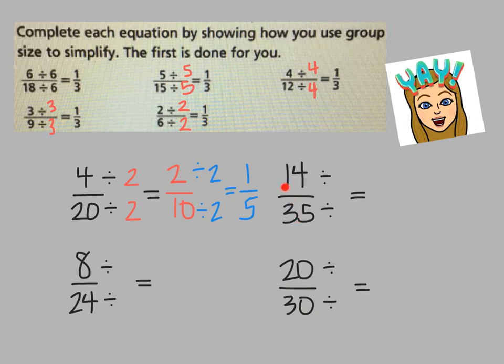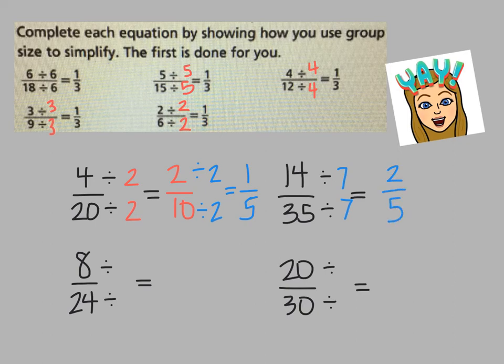Right away I want to automatically think trying to divide by 2 because 14 is an even number, but that doesn't work evenly for 35. So what's another factor of 14 that could work? What about 7? But does 35 divided by 7 work evenly? It does. 7 times 5 is 35. So I actually can use a larger factor, 7. So 14 divided by 7 is 2, and 35 divided by 7 is 5.